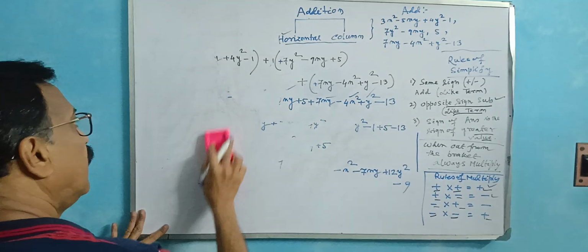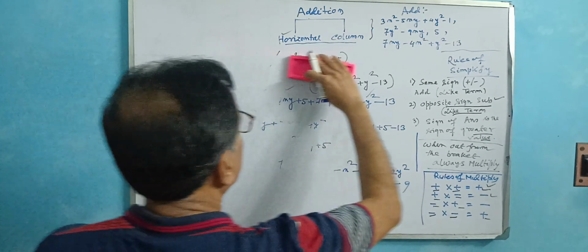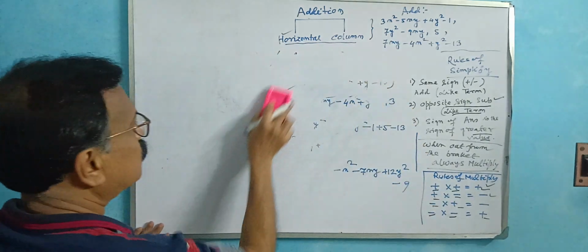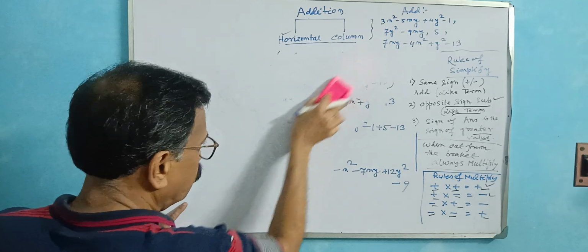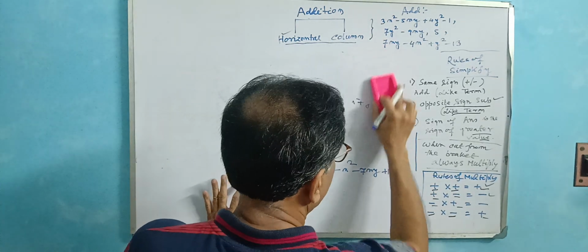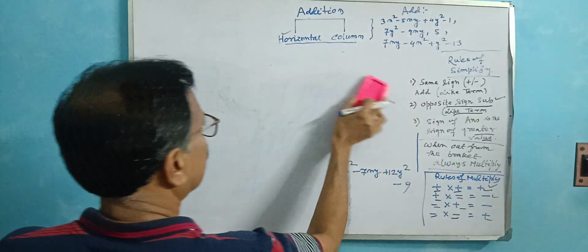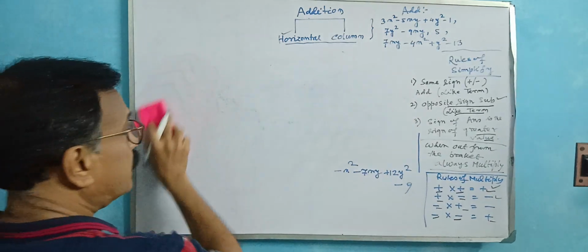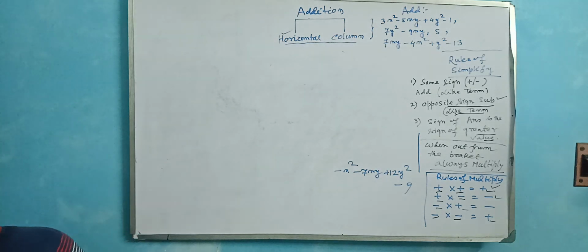Now you do the column process. Which one is easier to you? You do it this way. The two processes are there. Which one is easier, which one do you understand very easily? So you do it in this way. That is your choice. Now this is the column process.